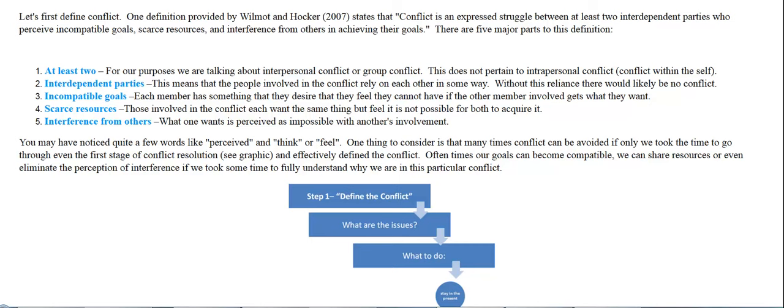Those involved in the conflict each want the same thing, but feel it's not possible for both to acquire it. And then number 5, interference from others. Interference from others can really be a variety of situations. It can be a third party, it can be interference from just that person that you are in conflict with, or multiple people. So what one wants, what you want, is perceived as impossible with another's involvement. And that may stem back to those incompatible goals or even scarce resources.